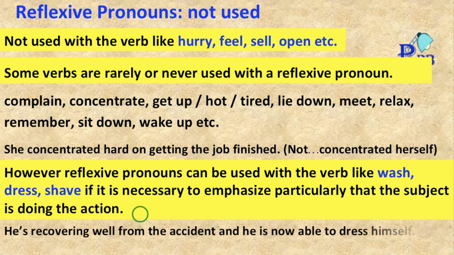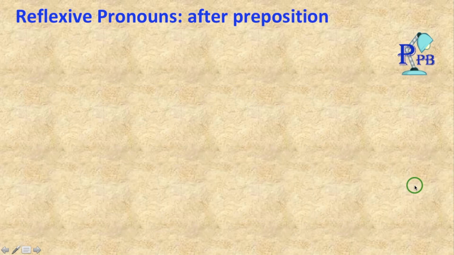So let's see the example here. He is recovering well from the accident and he is now able to dress himself. Here, dress himself refers to the action, that the subject is able to do that. Now here we use a reflexive pronoun with the verb dress, because we wish to emphasize the action. So if we wish to emphasize the action, we can use a reflexive pronoun with these verbs as well.